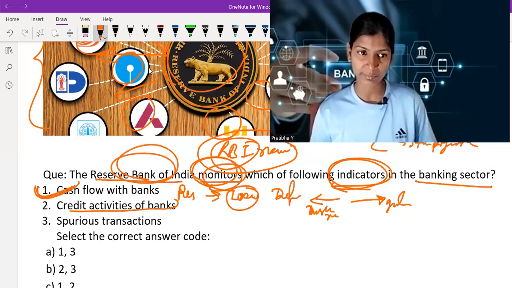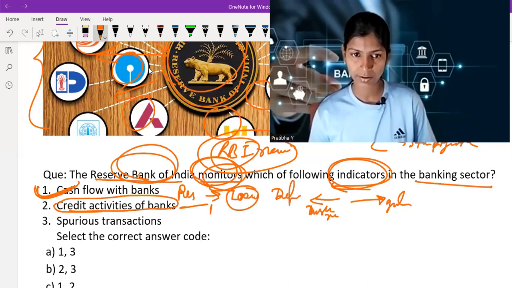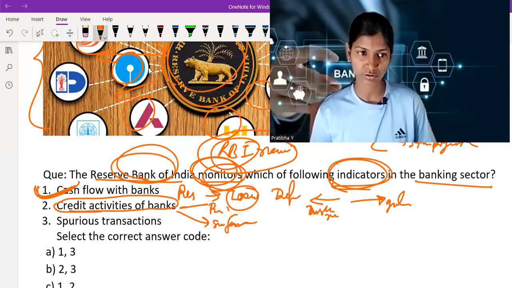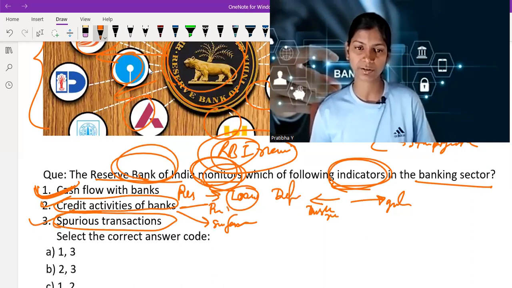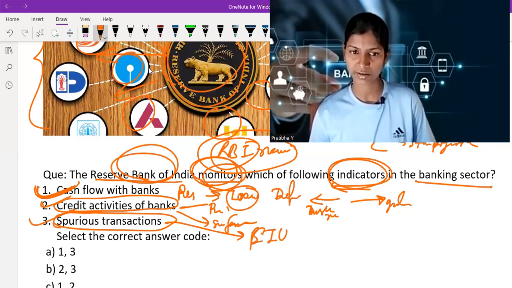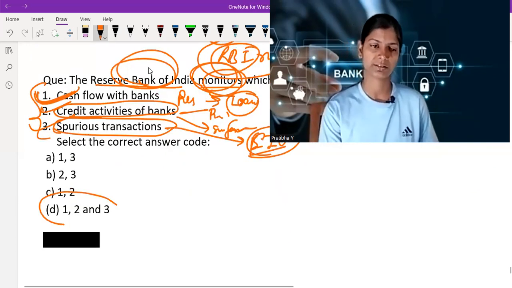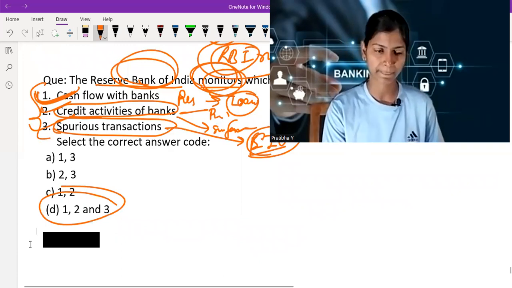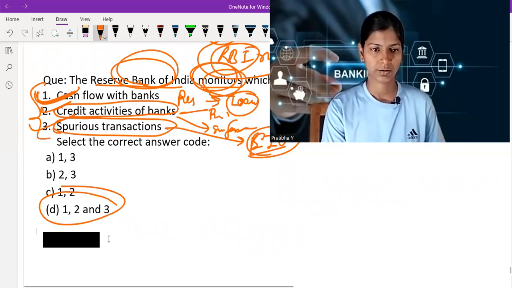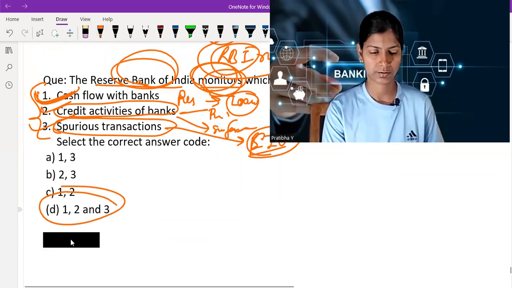Credit activity of banks, that means you give loans not just to profit-making businesses but also to small organizations, financial organizations. So this one is also correct. Spurious transaction, yes, if any spurious transaction happens, you have to report to the Financial Intelligence Unit, FIU. So all the statements 1, 2, 3 are correct. That means option D is correct. Just check if we are on the right path or not. So we are on the right path.